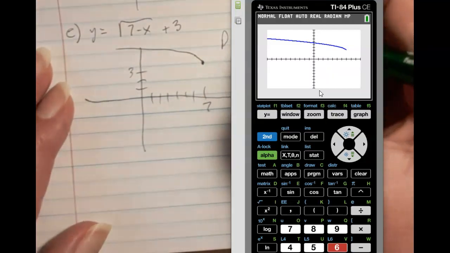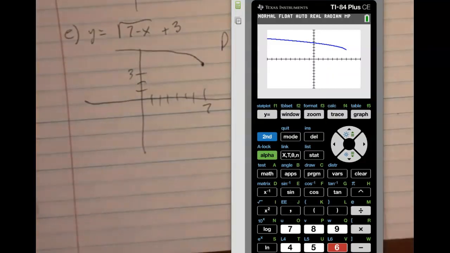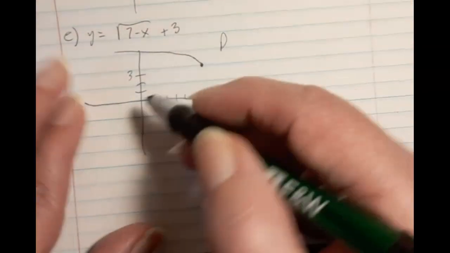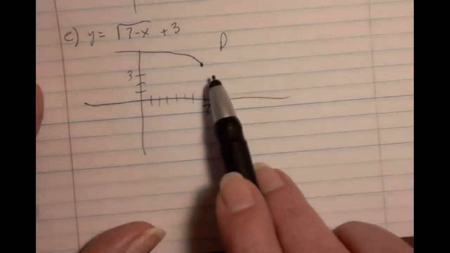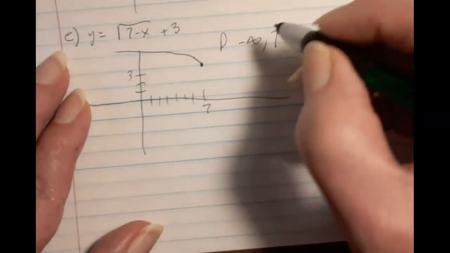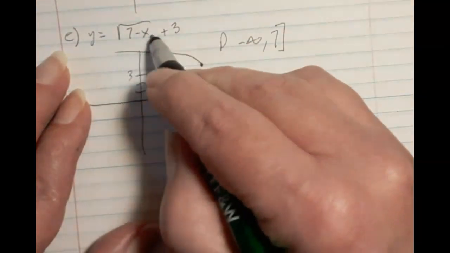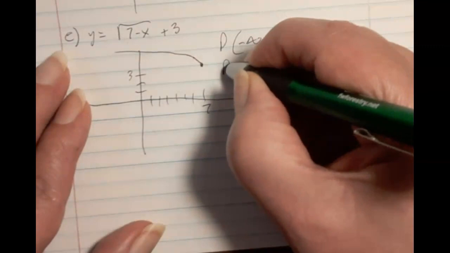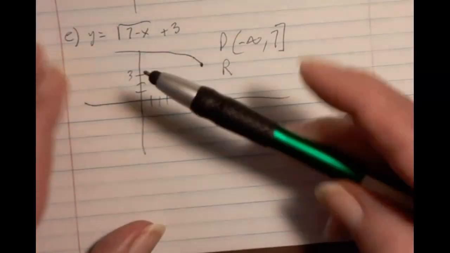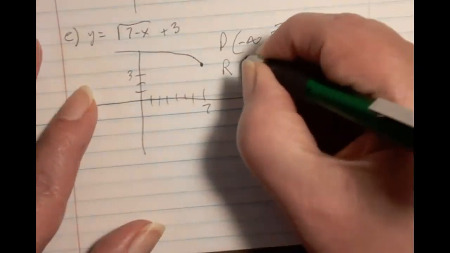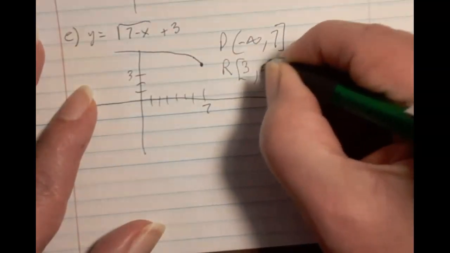So the domain is from -infinity to 7. We're including the 7, because we could put 7 in, it gives me the square root of 0, which is 0, but I never include the -infinity. And the range is from going up the graph like this. 3 is the smallest one, and I do include it, to infinity.